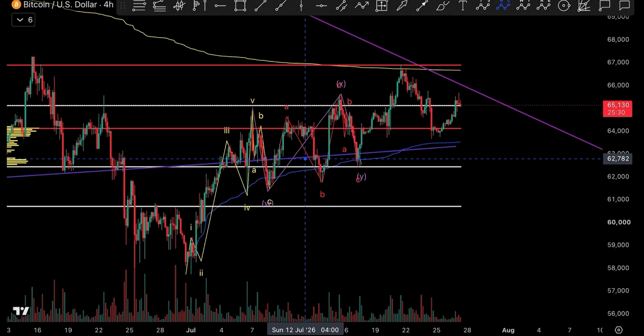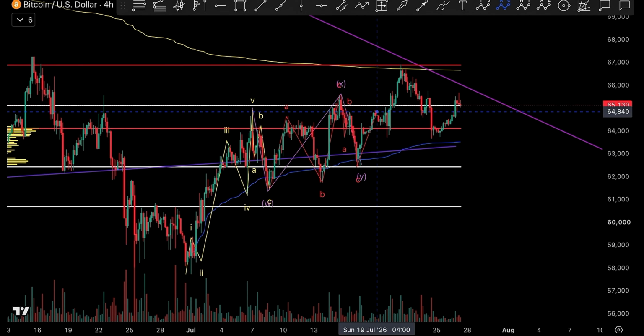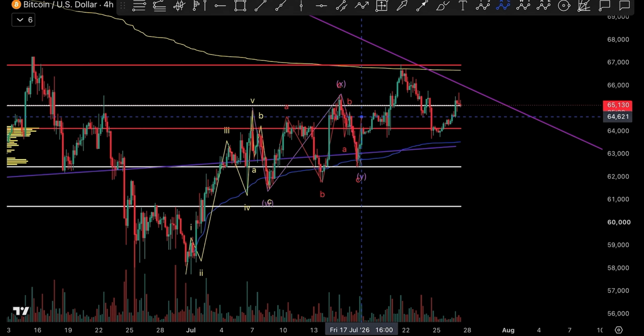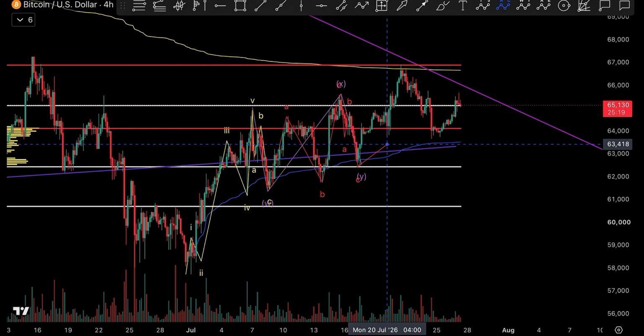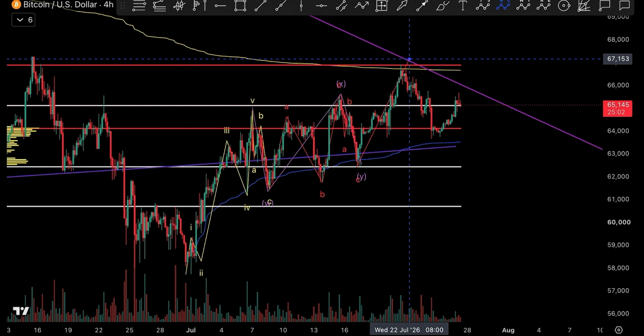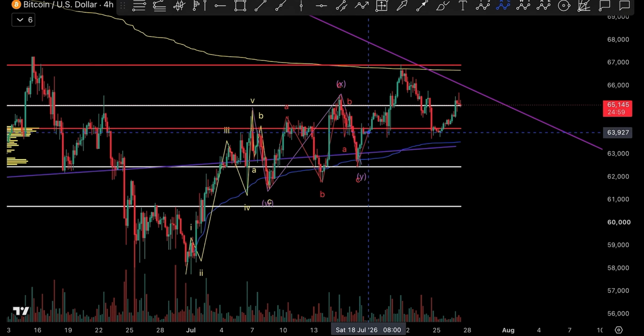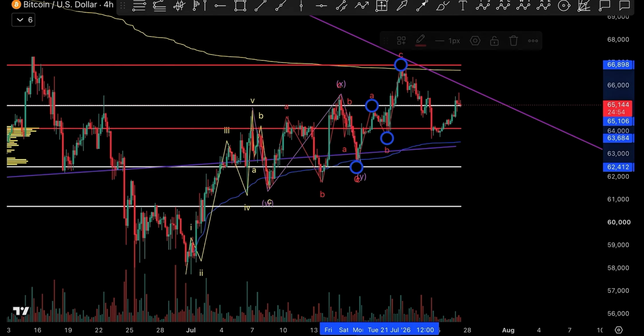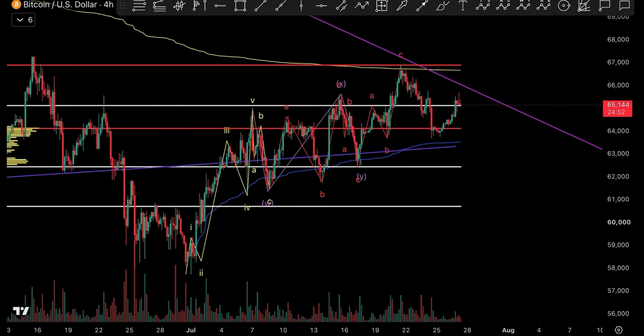But what we got here is another ABC structure. We still can count here like 1, 2. This was your 3, flat correction 4, and this was your entire move up as a 5. But that could not be your clean 5-wave move up. Even if you check here, this looks like a 3-wave correction to the upside. So this became your another ABC here.